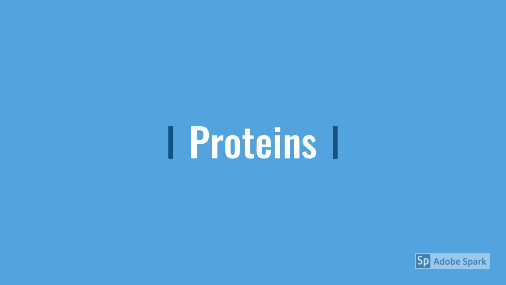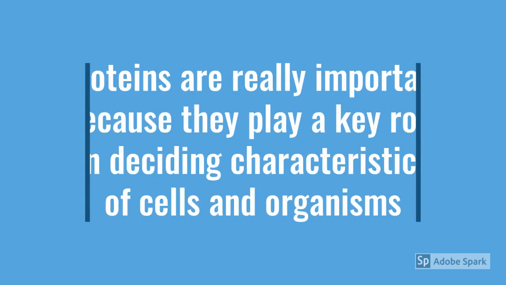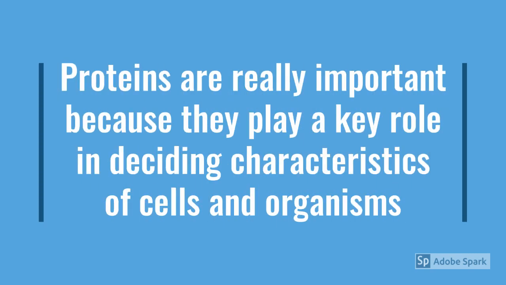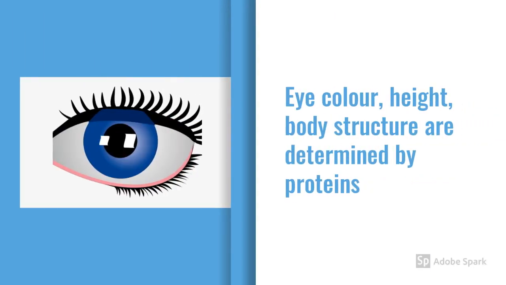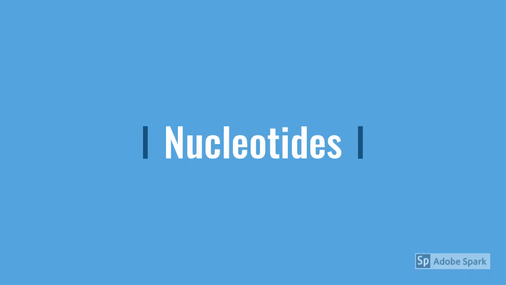Proteins. You've heard that they are important, right? But why though? Proteins are crucial because they are very important in dealing with the features and/or characteristics of cells and organisms. Humans, plants, blah, blah, blah. So, things like eye color, height, and body structure are decided by proteins. I have really dark eyes, while someone else might have blue eyes. That's because of our different proteins. We'll talk more about proteins later, but first, let's introduce nucleotides.